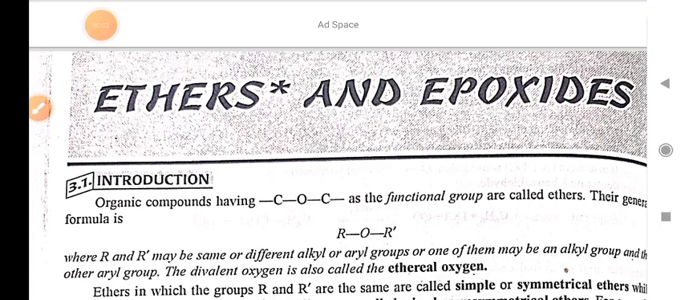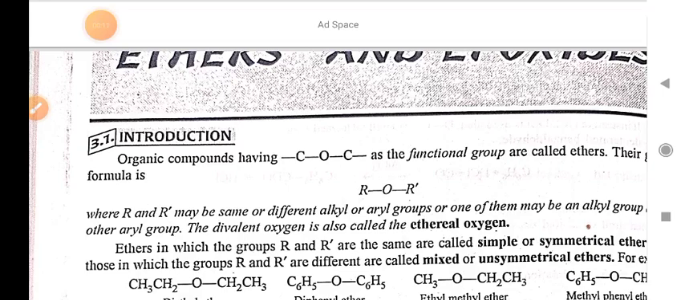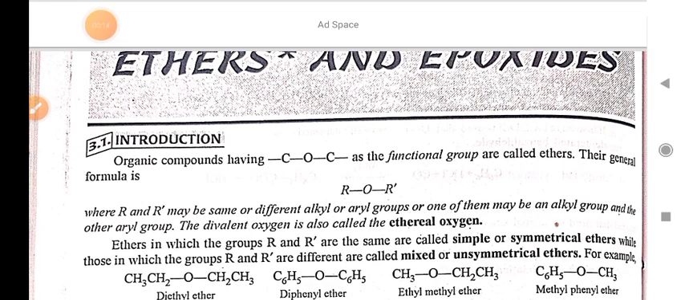Hello everyone. In this video, I am going to make an audio recording on the chapter ethers and epoxides. Introduction. Organic compounds having C-O-C as the functional group are called ethers. The general formula is R-O-R', where R and R' may be the same or different alkyl or aryl groups, or one of them may be an alkyl and the other an aryl group. The divalent oxygen is also called the ethereal oxygen.